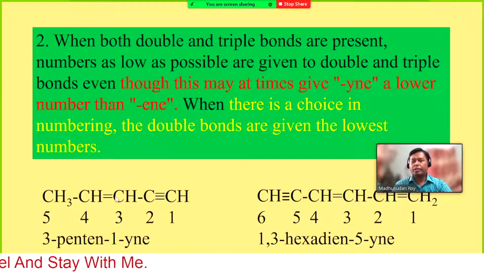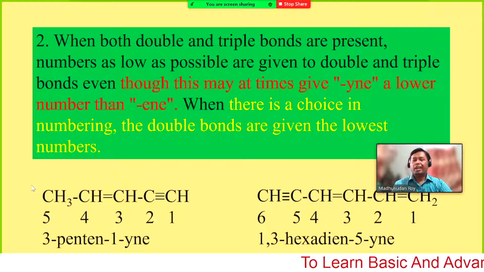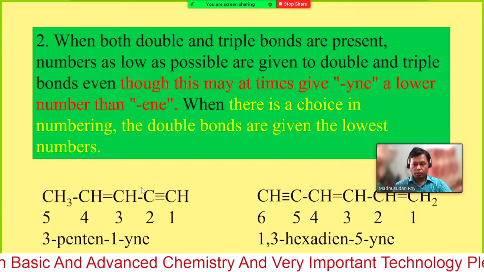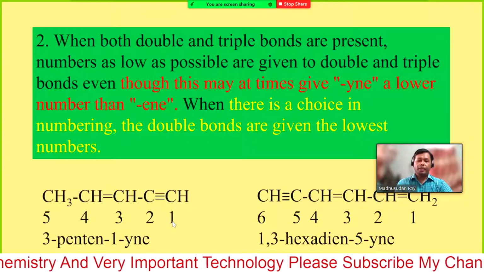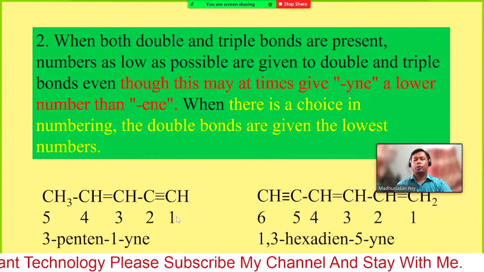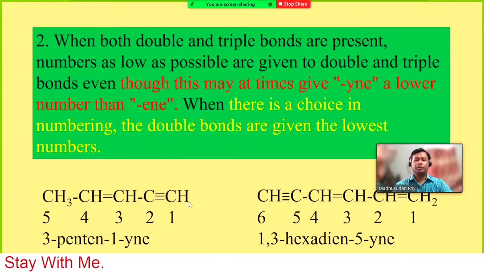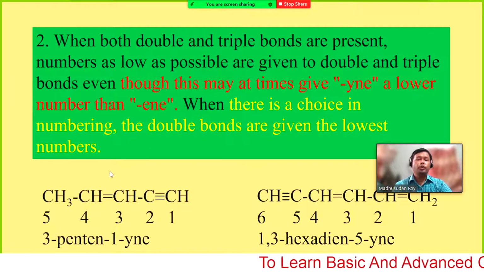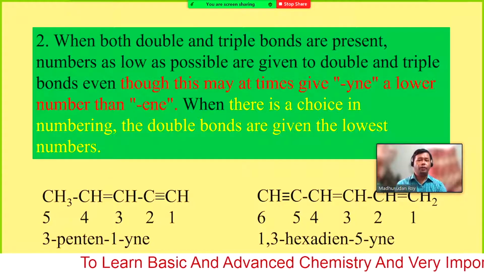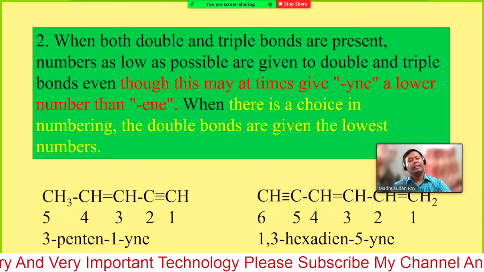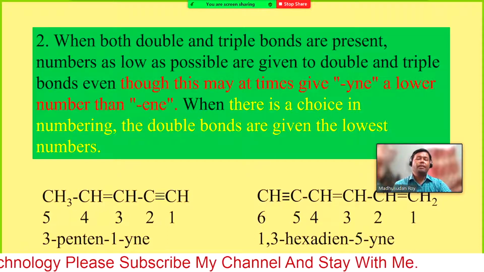Here the positions are 1 and 3. But if you number from the left side, it will be 2 and 4. That should not be followed, because the rule says we need to give the minimum numbering to the positions of the double or triple bonds. So we should follow from the right side. Now what is the name of the compound? We have one double bond and one triple bond, so we should consider which one is the parent compound and what should be considered a substituent. If you have a double bond or triple bond, sometimes we consider the double bond as the parent compound and sometimes the triple bond.